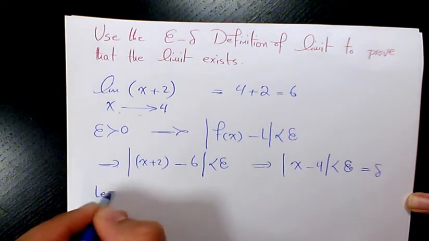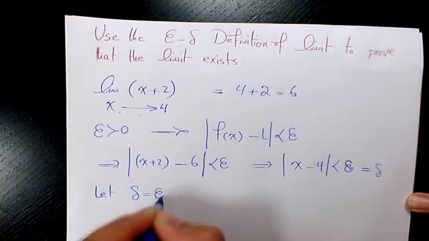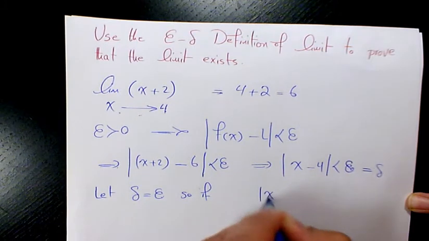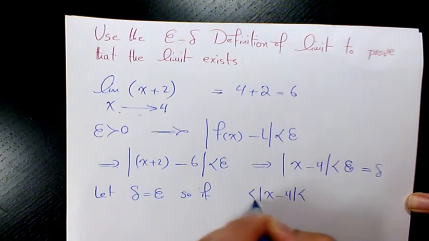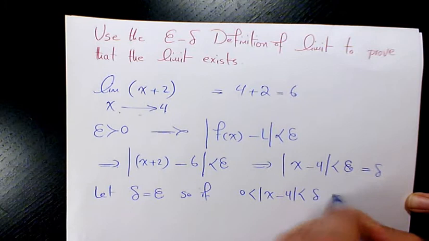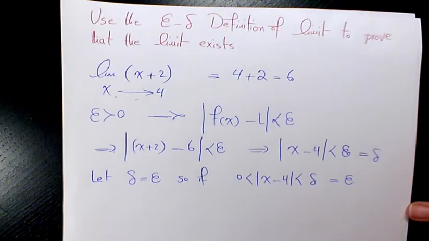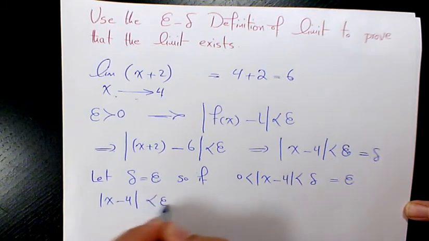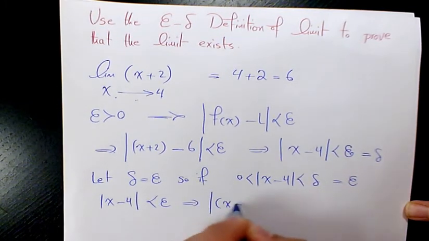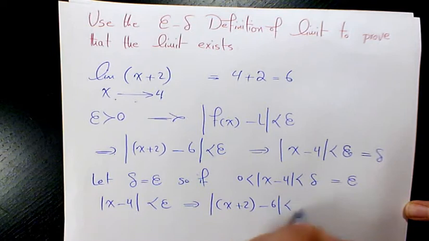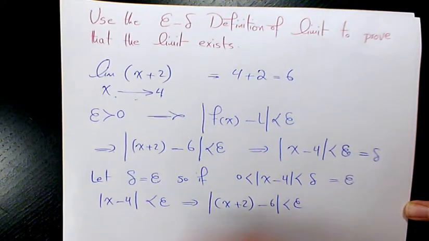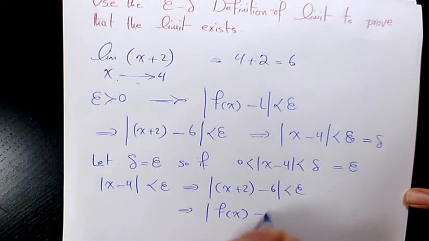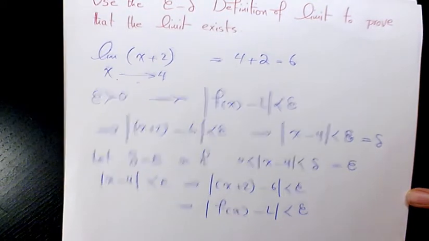So let delta equal epsilon. So if x minus 4 is between 0 and delta, which is equal to epsilon, the absolute value of x minus 4 is less than epsilon, then x plus 2 minus 6 is going to be less than epsilon. And then we can say that f of x minus L is less than epsilon.